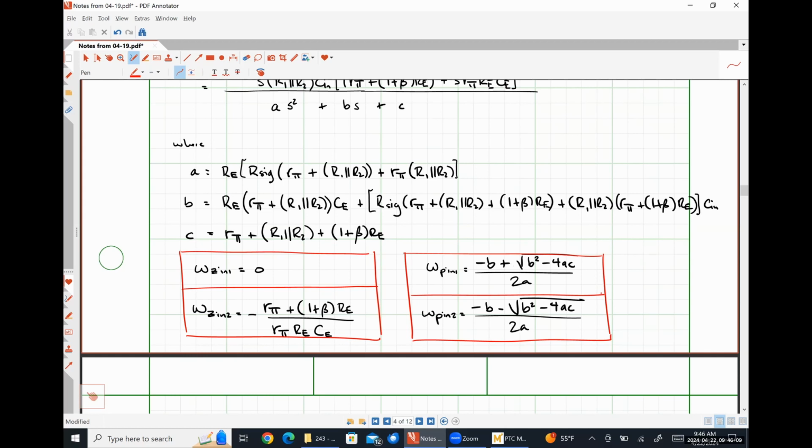So what I want to introduce to you guys now is what's called the short circuit time constant method. And it's what we can use to approximate where our midband begins.